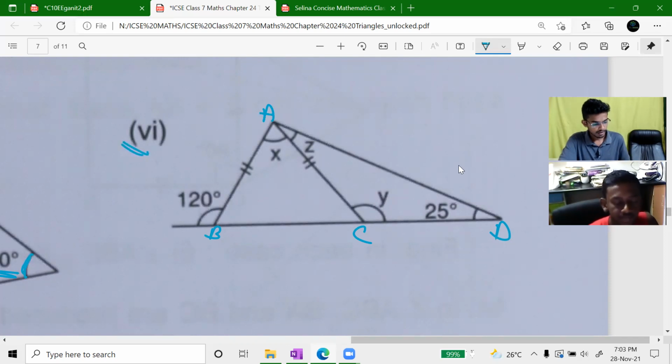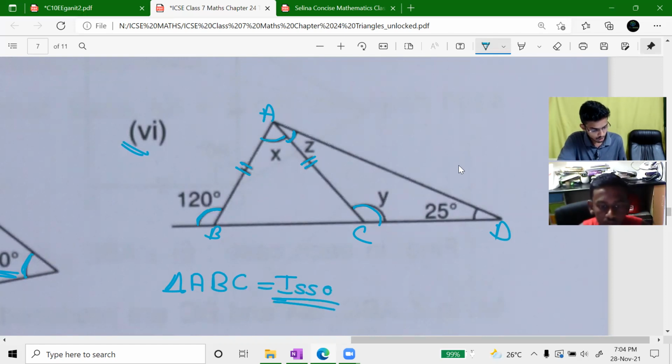What they have first told is that this external angle is 120 degrees. We have to find out x, y, and z. Can you tell me whether these two are equal? Triangle ABC is an isosceles triangle, so the opposite sides will be equal, and the opposite angles will also be equal to each other.